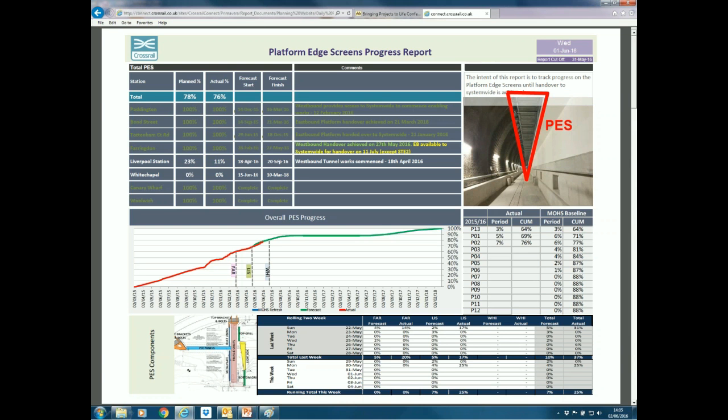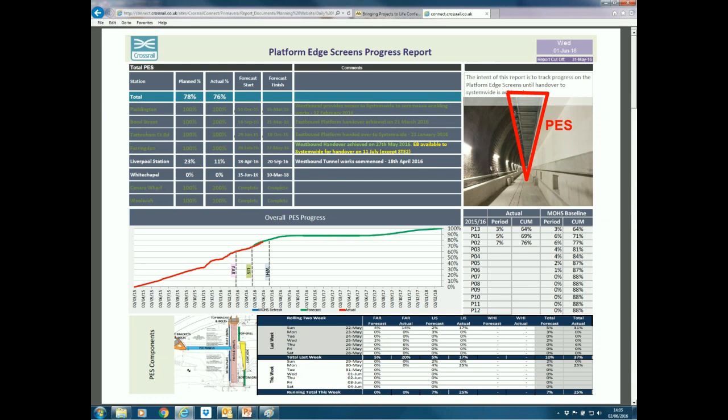So a good example there of a report. There is a progress curve, there's a periodic table there on the right-hand side, and we were measuring ourselves against our baseline, against where we actually are, or what we've actually achieved to date.